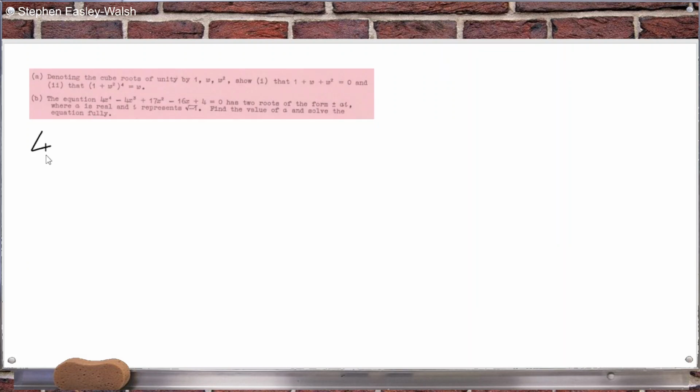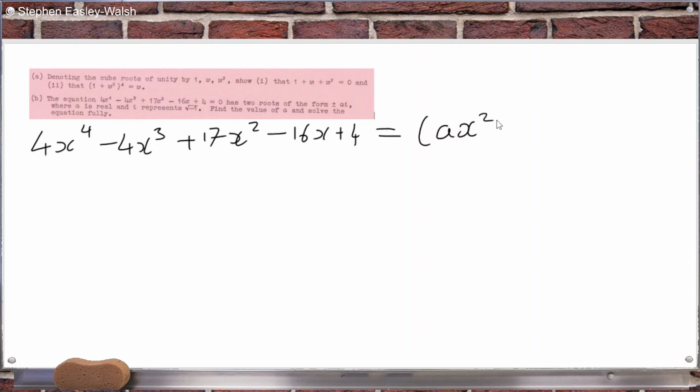This equation here, 4x to the power 4 minus 4x cubed plus 17x squared minus 16x plus 4, has 2 roots. Not 4 roots, has 2 roots. So the only way that could be possible is if it's a quadratic times a quadratic, but the same quadratic. So (ax squared plus bx plus c) squared, where b squared minus 4ac is negative because it has imaginary roots. It has 2 imaginary roots, and the other quadratic has to be the same quadratic, otherwise it would have 2 more roots.